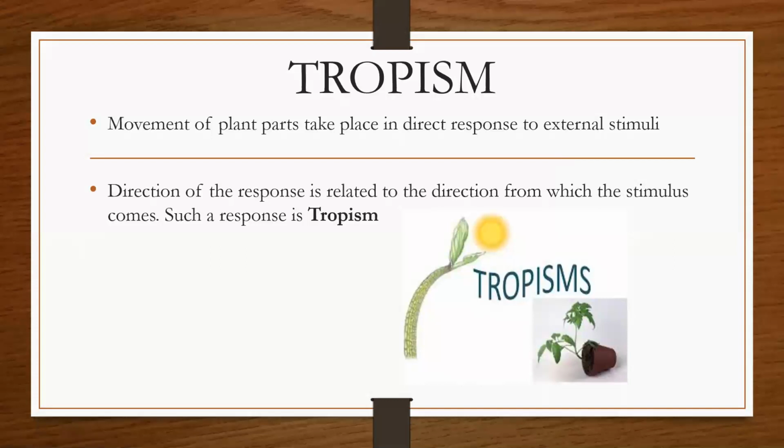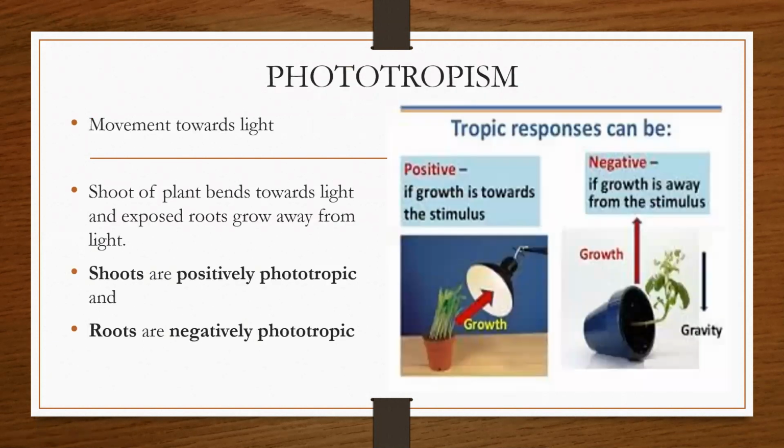The term tropic comes from the Greek word tropos, which means to turn. Growth movements occurring in response to unidirectional external stimuli in a plant part are called tropic movements, which means an external stimulus is required for this kind of tropic movement.